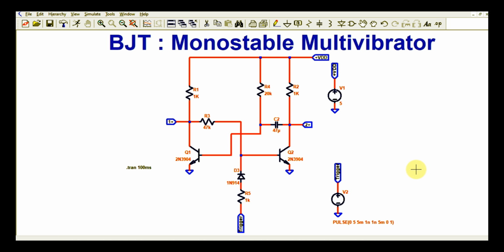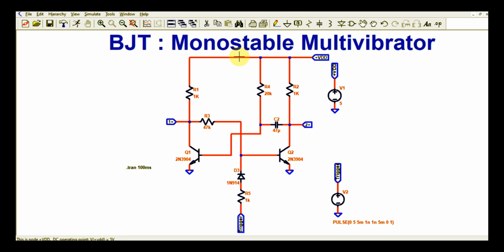So today we are going to understand the experiment for BJT monostable multivibrator in LTspice, right? In the last video, we understood the BJT astable multivibrator using LTspice. We understood its working, the waveforms and the function of the BJT astable multivibrator. So today in this video, we will learn about the BJT monostable multivibrator.